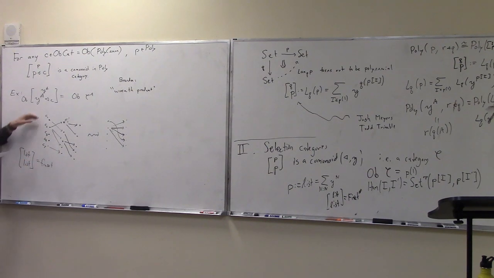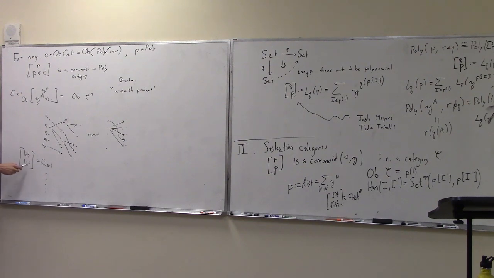The idea is that an object here, in general, maybe I should just say what an object is. An object is some position in P, and for every direction in P, an object in C.